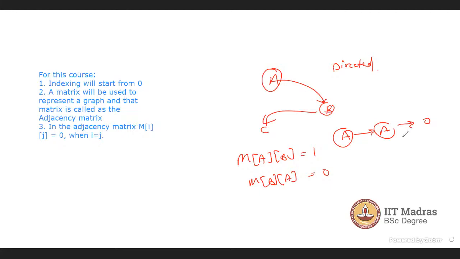Okay, so it is some kind of graph theory we studied. Yes, it is. Similar to that. B cannot teach A, so that's why it can be zero. This is a better way of saying.